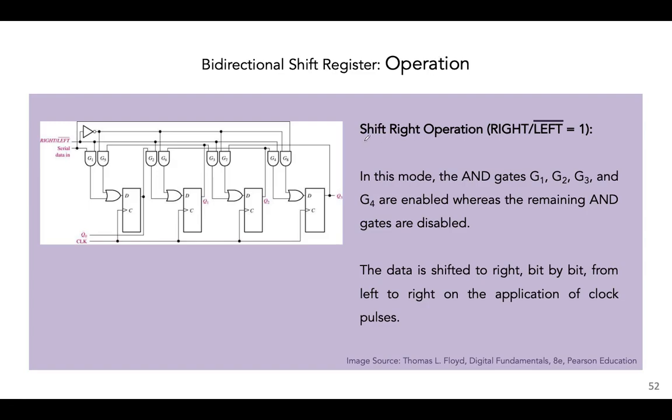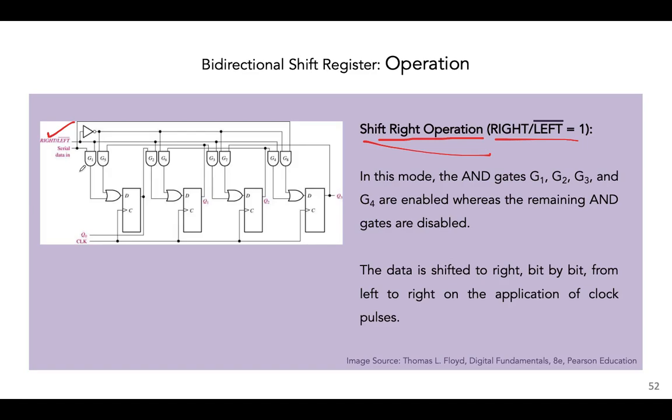So let's first start with the shift right operation. Shift right operation. This happens when your right left line is 1. And you can see these are the complements of one another. So if one goes high, the other goes low. That's how it works, right? So when this line is 1, your register is going to be operating in the shift right mode.